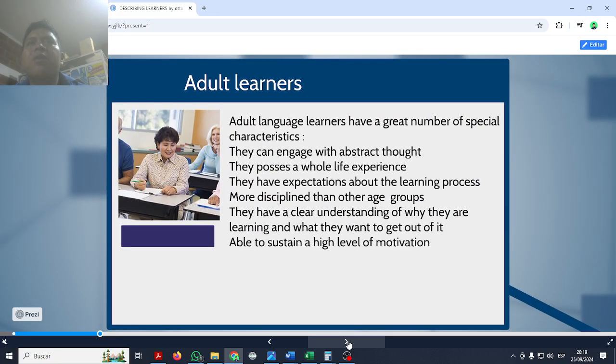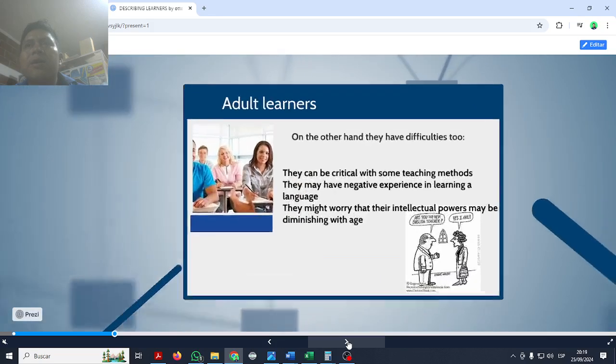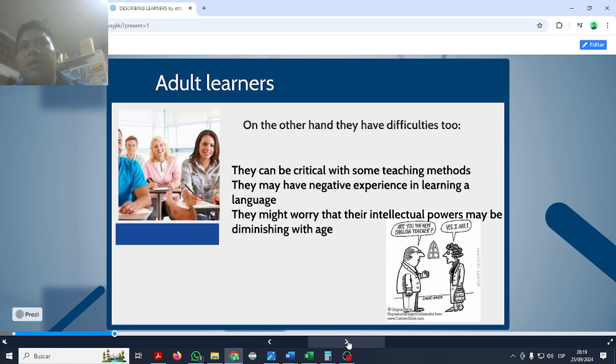Adult learners can engage with abstract thoughts. They possess a whole life experience. They have expectations, moral discipline, etc. They can be critical, and adult learners may worry that their intellectual power may be diminishing with age.